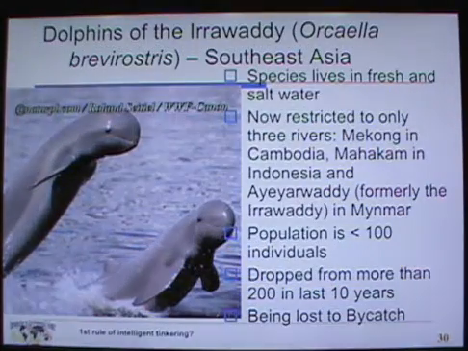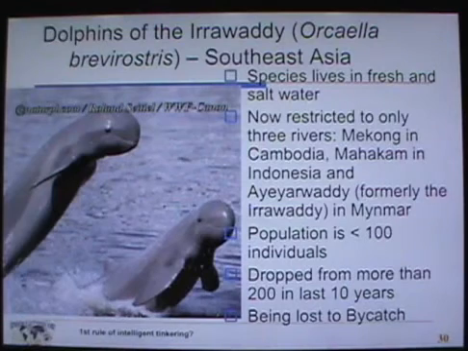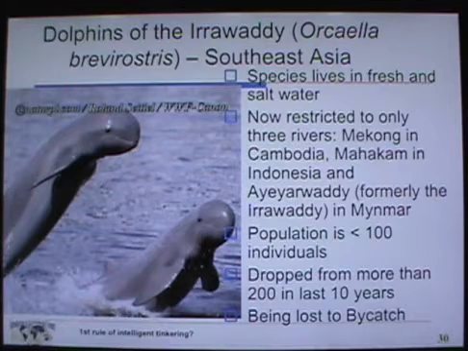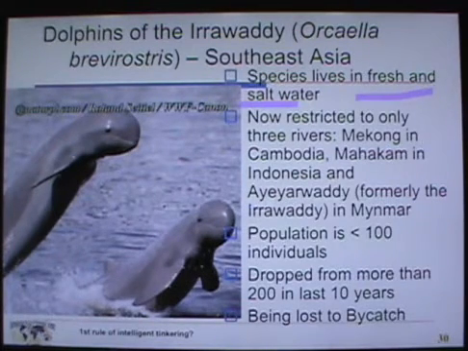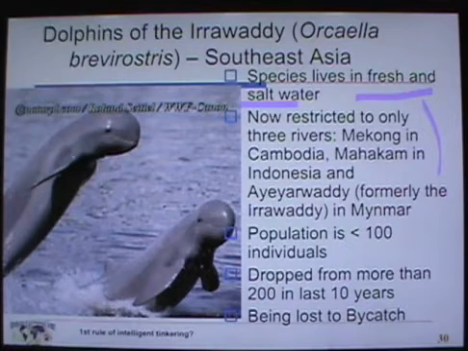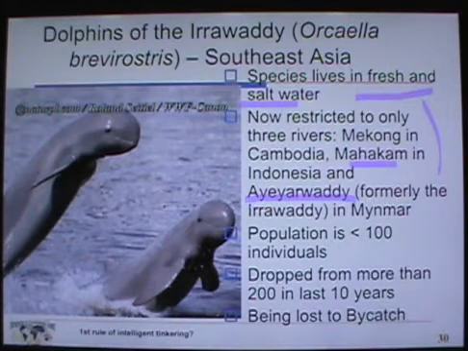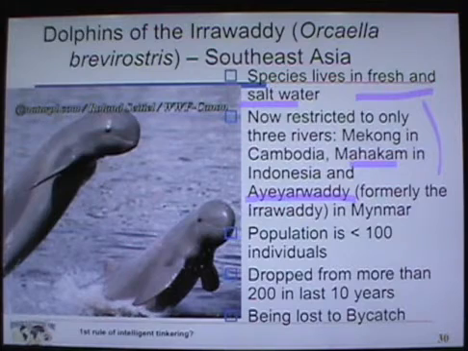Irrawaddy dolphins are a species of dolphin that actually lives in fresh and salt water. They're estuarine species, restricted to only 3 rivers. They had been in many rivers: the Mekong, the Mahakam, and the Irrawaddy. I don't know why they don't just call it the Irrawaddy, but they're always changing the names of things so that I can't pronounce them, and that's just my own personal beef.